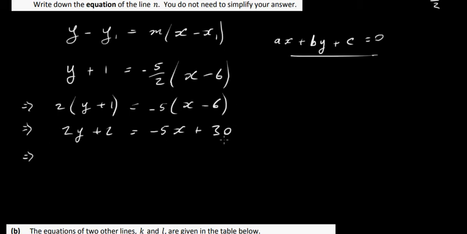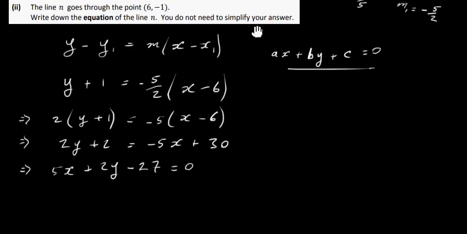Let's bring the x over to this side because we want the x at the beginning. So you add 5x to both sides, giving 5x plus 2y. Now you have a plus 2. Bring the 30 over to this side, or subtract 30 from both sides. That'll give me minus 27 equal to 0. Okay, so that's it. In terms of the question, you do not need to simplify your answer. You would be okay here, but this would be generally the way you would write it.